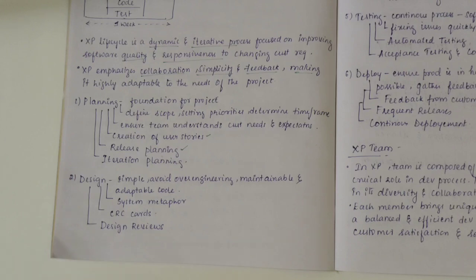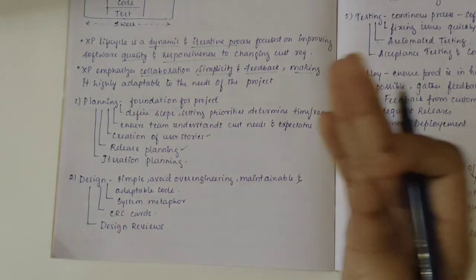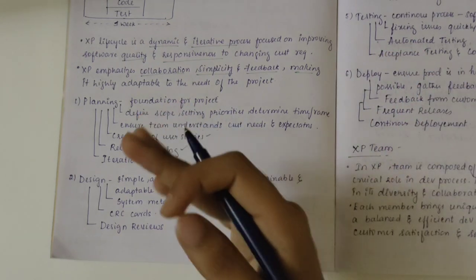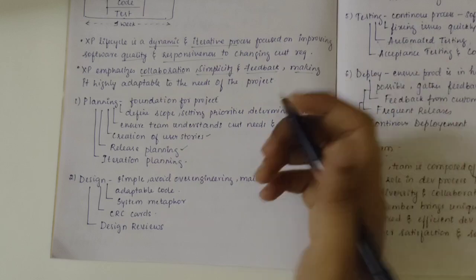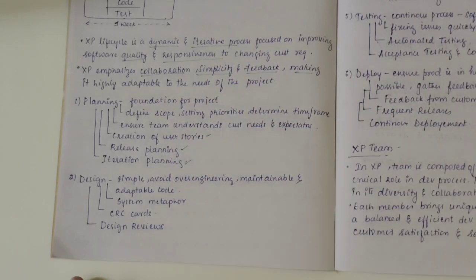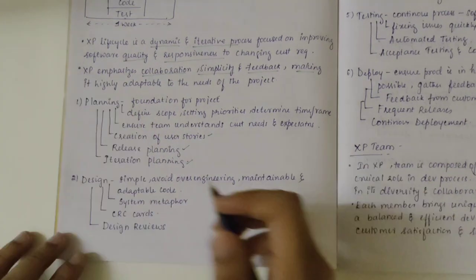Then release planning. As and when our functionality is completed and the features have been completed, we'll keep on releasing them. Then iteration planning, which is the same thing. In each iteration, we'll be delivering a particular piece of software which would be an advancement of the previously built software. So this was about the planning part.